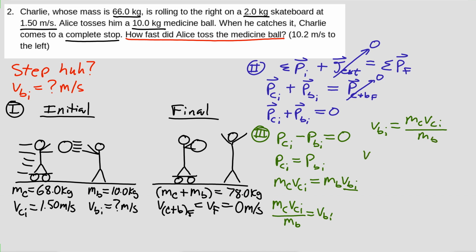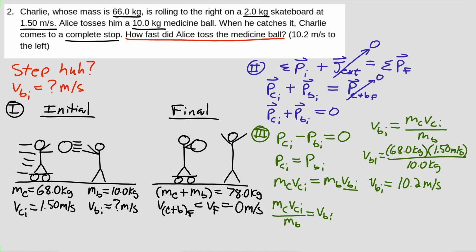So now I've got to put in my numbers. So v sub bi is equal to mass of Charlie. Remember, Charlie and the skateboard are really one big mass. And we're saying that's 68 kilograms times the velocity of Charlie initial. That is at 1.50 meters per second. All of this divided by the mass of the ball, which is 10 kilograms. So if you do this in the calculator, you're going to end up with velocity of the ball initial 10.2 meters per second because it's velocity.